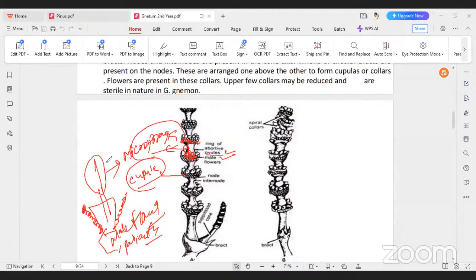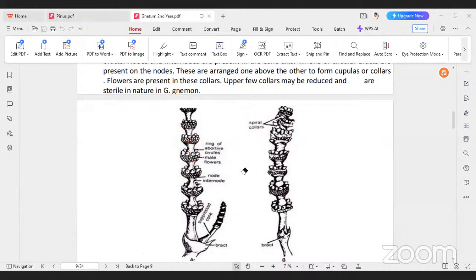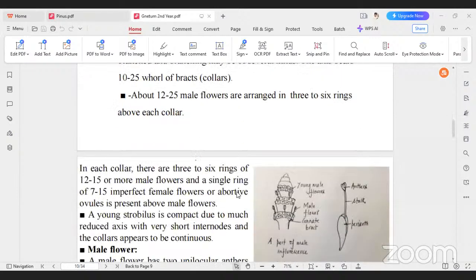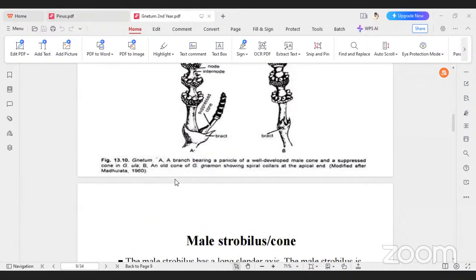Now tell me, what is developed inside the microsporangia? Microspores are developed. That is common. Only the structure is different in Pinus and Gnetum. Likewise, the female cone is the same: same nodes, internodes, same axis, same bract cupule, but instead of male flowers, there are female flowers. That's it.